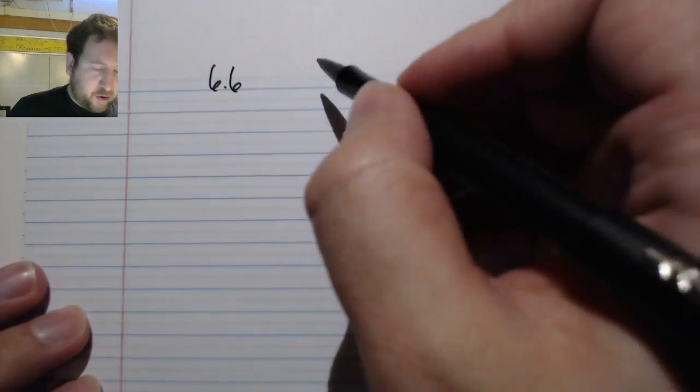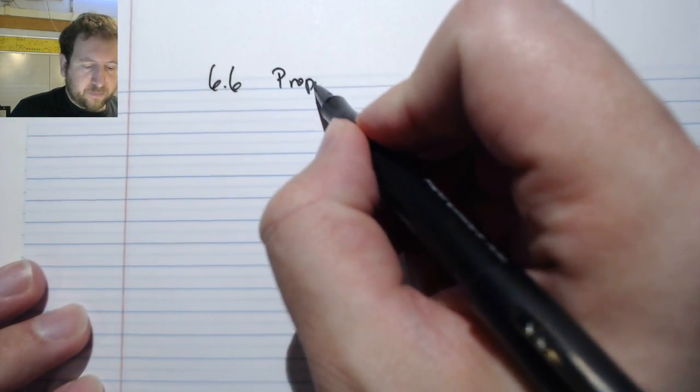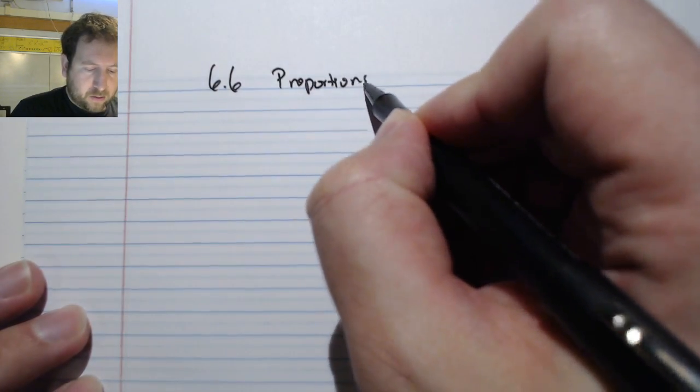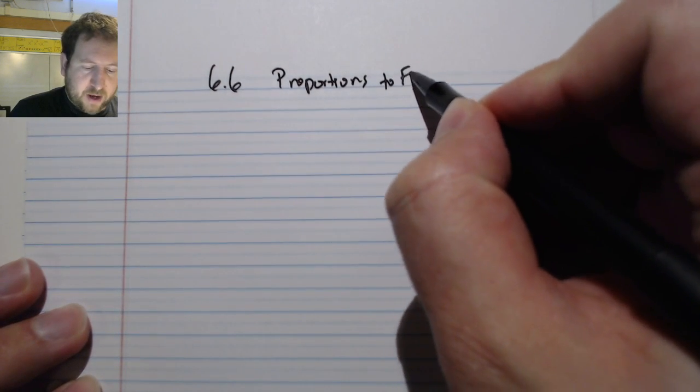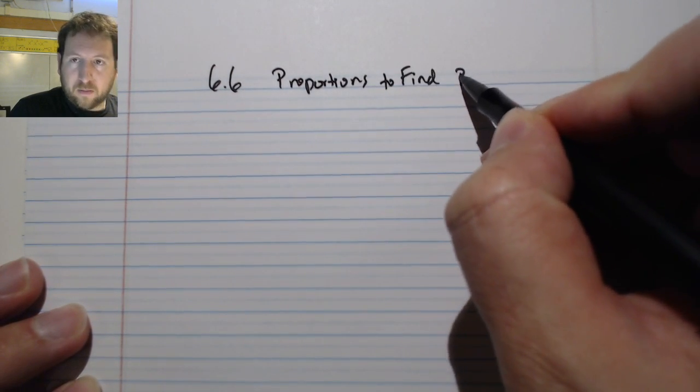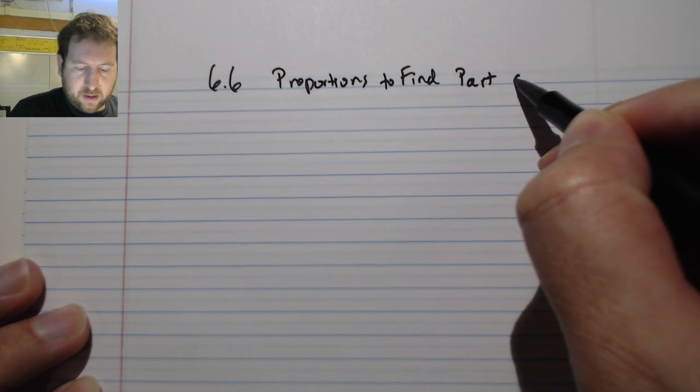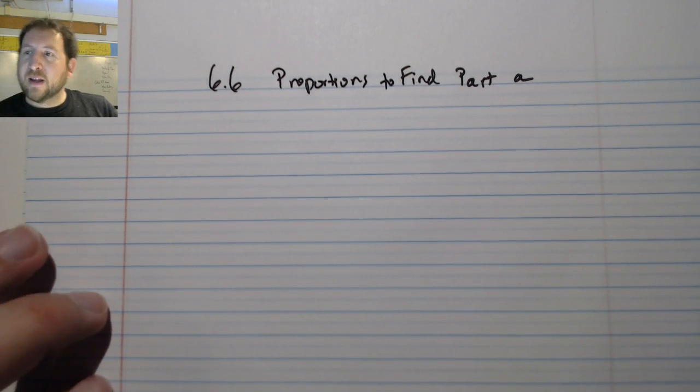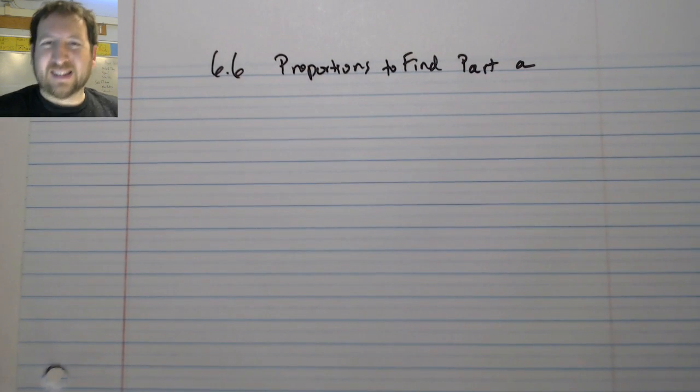All right, welcome. We're going to move on to section 6.6 called Proportions to find part A. All right, let's take a look at an actual example of this.